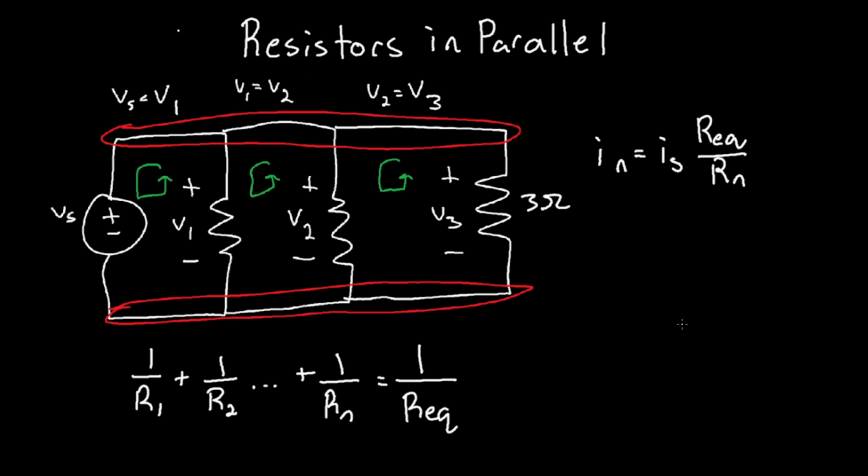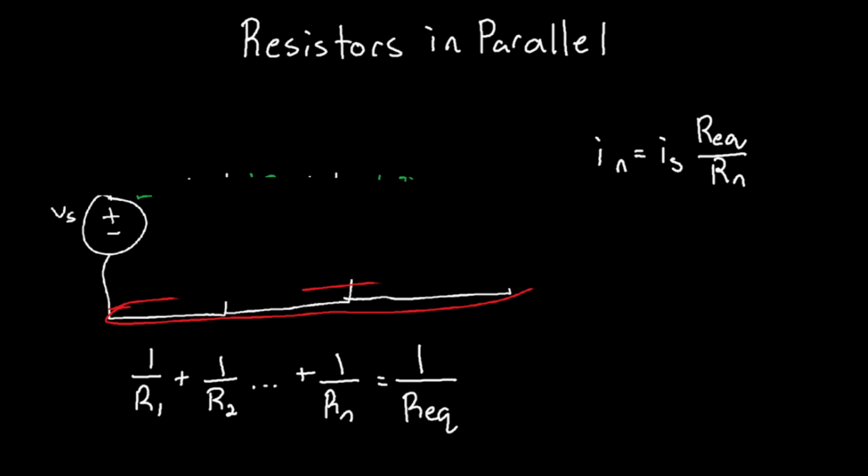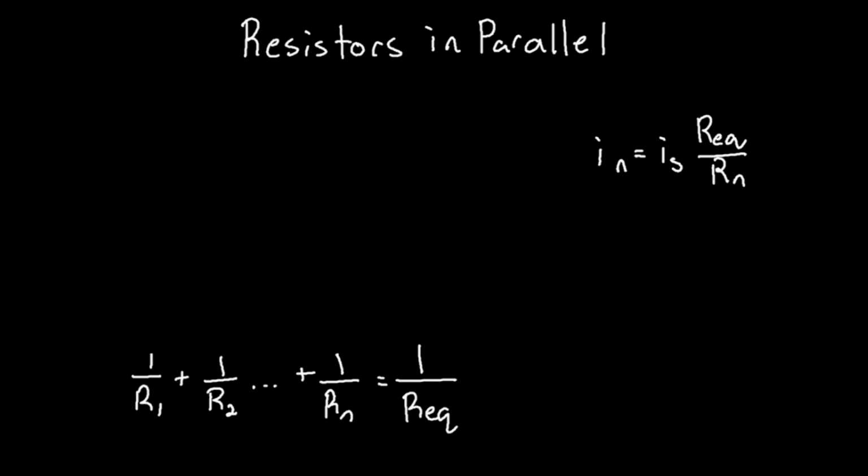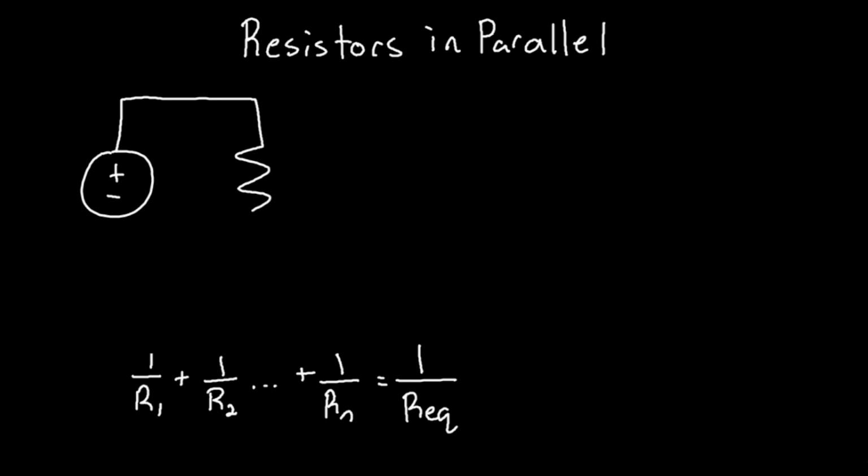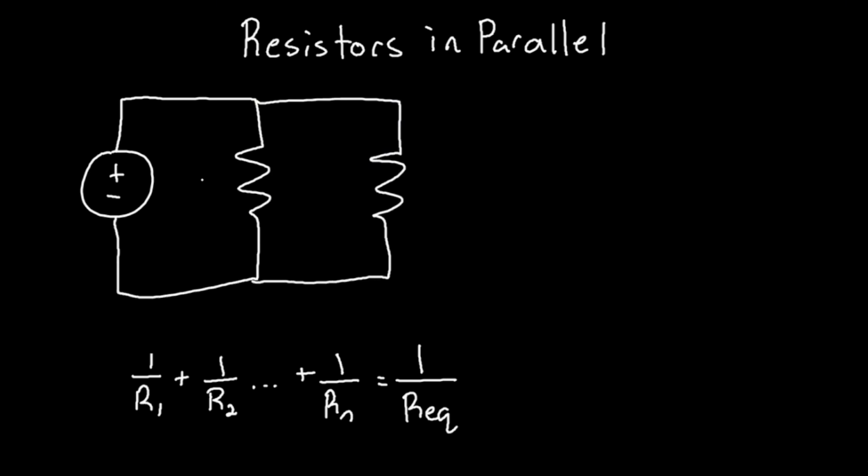So let me give you an example of this. Let's erase the current division for now. Say you had a voltage source and these two resistors in parallel, and this one was 2 ohms and this one is 3 ohms. Well, you would add 1 over 2 plus 1 over 3 equal to 1 over Req.